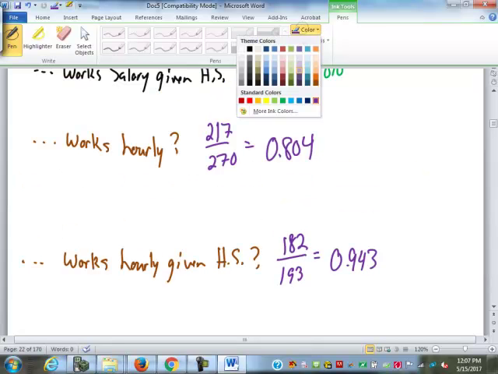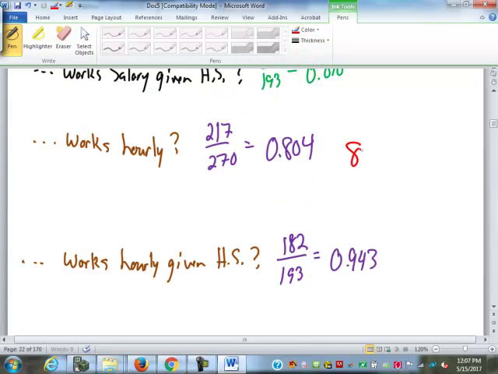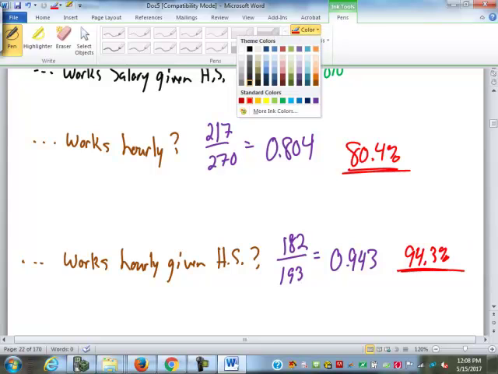So here, company-wide, it's only 80.4% work hourly. But of those who have a high school or less education, 94.3% work hourly, which would tell me that most likely what position they work in is affected by their level of education.